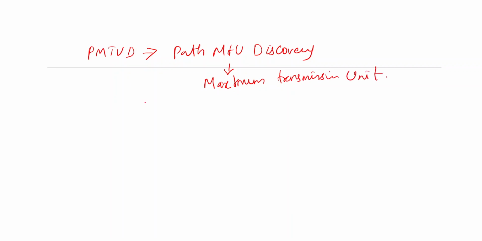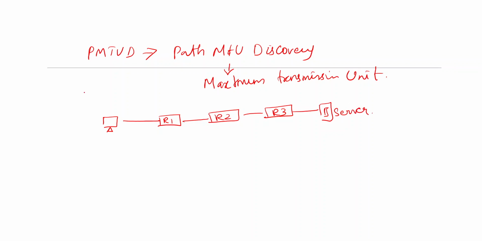What path MTU discovery will do is, say I have the host, connected to router 1, R1, then R2, then R3, then the server. Now the user is sending the packet. They will enable path MTU on the TCP packet. Now it will go through the whole path to discover the MTU on the path. Now it identifies that this MTU is 1000 only.